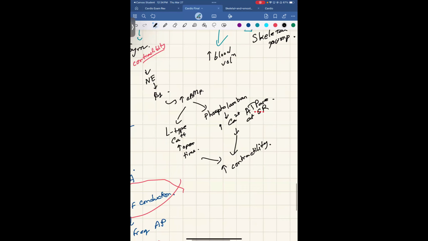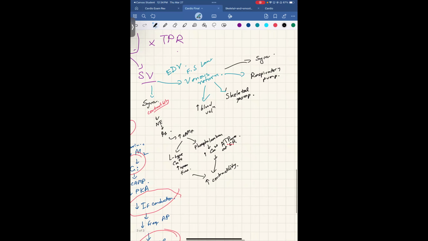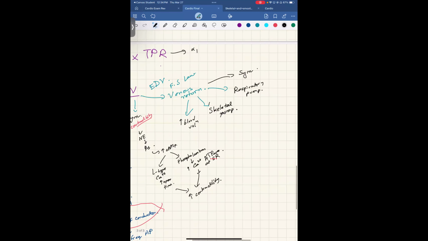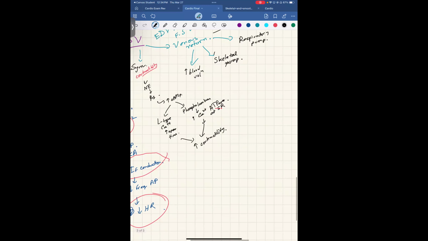Because there is none in the heart about the Gq. That one would have to be, I think, the alpha-1 receptor, and that has to do with TPR, and we will probably not talk about that.